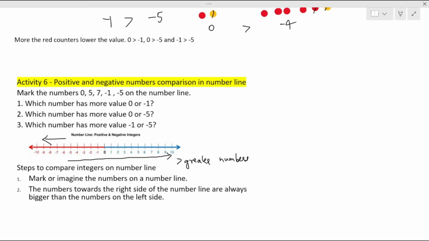This way you can understand negative numbers. If I have minus 5 and I ask you to write a number smaller than minus 5, you can write any number like minus 7, minus 8, anything. Minus 5 is greater than all of them, which lie towards the left. This is how you can remember the number line and understand how to compare positive and negative integers.